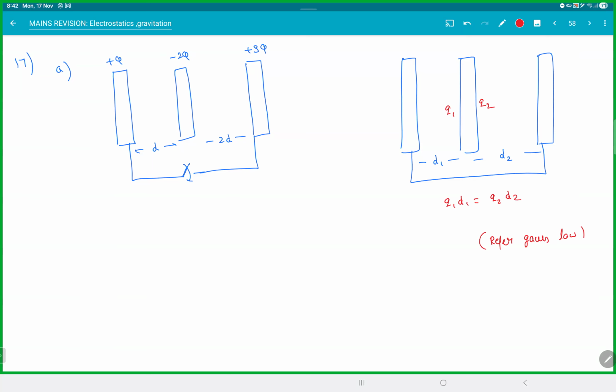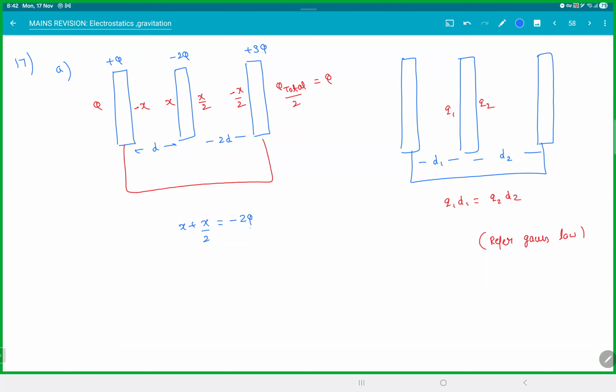And then you're done. Once you close the switch, the outside charge will be q total by 2. Q total will be 2q, so that will be q, and this will be q. Let this be x. So x into d must be equal to this, so this must be x by 2. Then this will be minus x, and this will be minus x by 2. So in the middle plate, charge is conserved. So 3x by 2 must be equal to minus 2q. x is equal to minus 4q by 3. Clear with that?